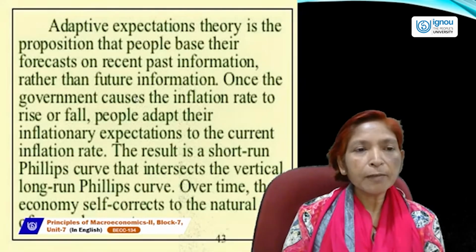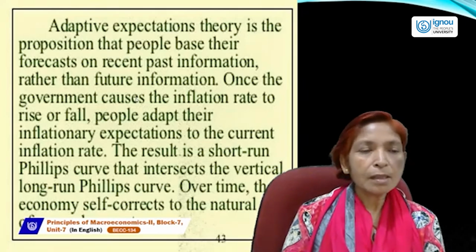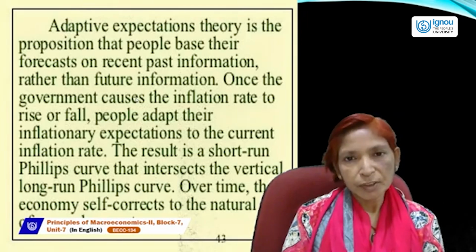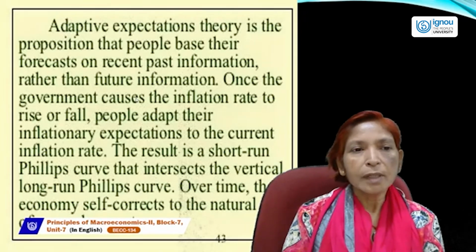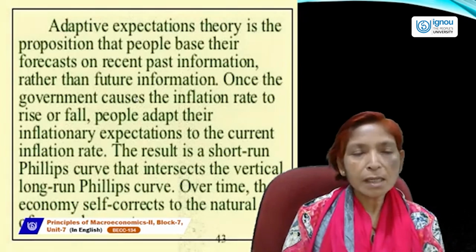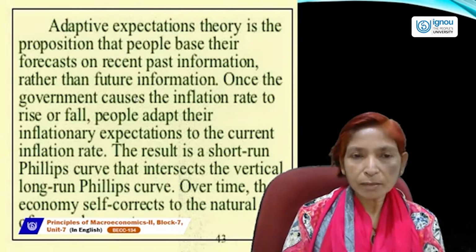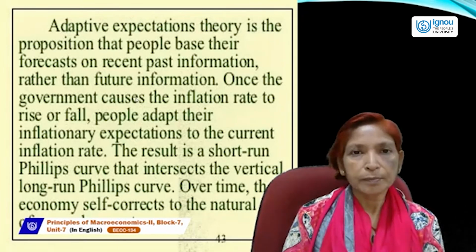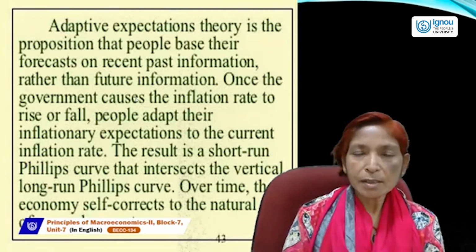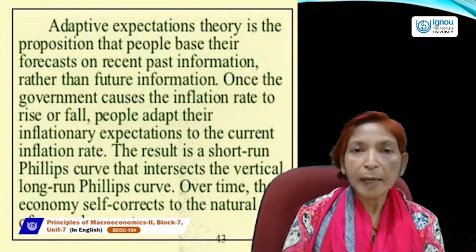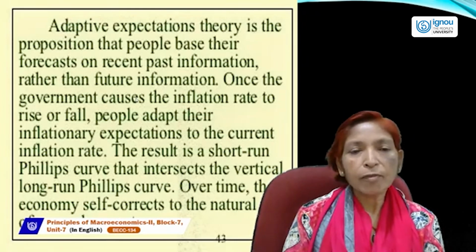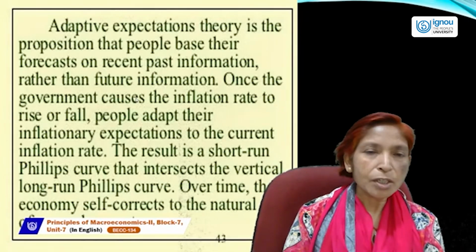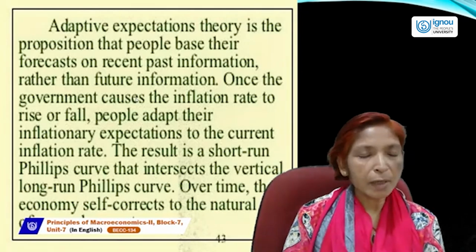Next is adaptive expectation. This concept is also related to the Phillips curve. There are two types of expectations. One is adaptive expectation and the other is rational expectation. What are expectations? Expectations are what we expect from others. That is called expectations. And expectations may be adaptive or they may be rational.